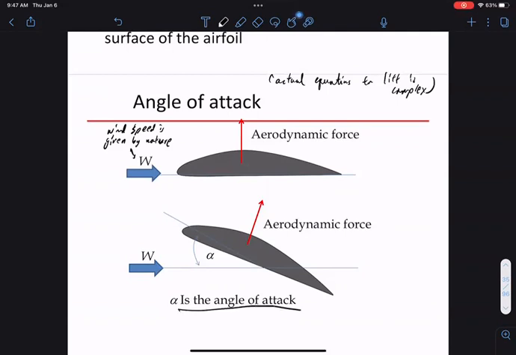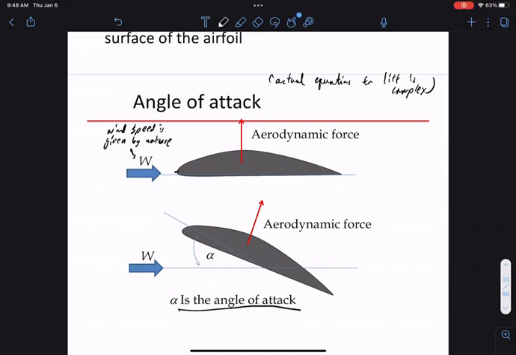So angle of attack is just the angle that the wind is hitting your airfoil at. There are two examples: the wind can hit it straight on at the nose of the airfoil, at the leading edge, or it can hit at an angle. And by different angles, you have different amounts of lift being generated.